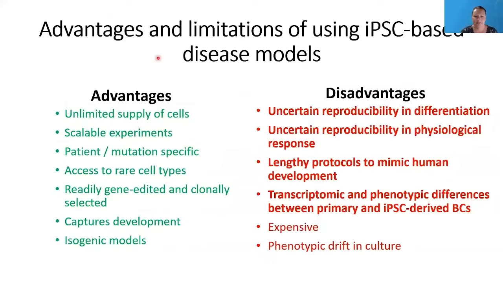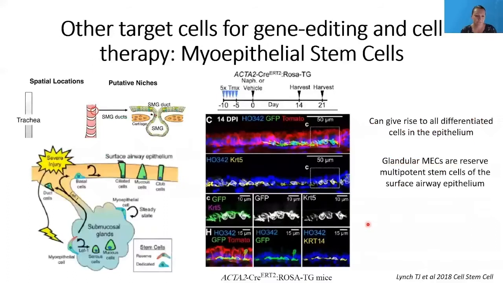So again, just summarizing the advantages and disadvantages for iPSC models. The disadvantages really are that we still have uncertain reproducibility and differentiation in the physiological responses when we look at CFTR activity. I didn't show you that data. The protocols are lengthy to mimic the human development, and we do see transcriptomic and phenotypic differences between iPSC-derived and primary cells that we need to really fully evaluate to see how significant these are when it comes to autologous cell therapy. I spent all this time talking about basal cells.